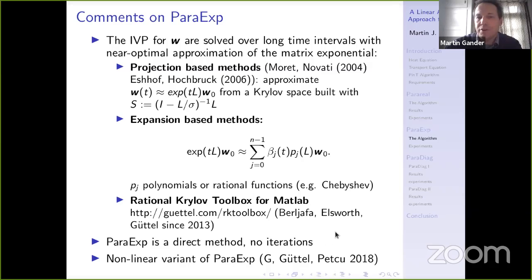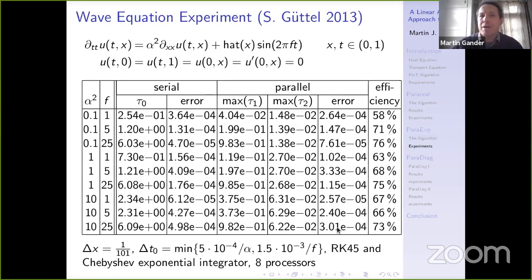There's also a nonlinear variant of ParaExp. And I show an example for a wave equation, which goes back to Stefan Guttel as well. So here is a second order wave equation. The wave speed is alpha. The right-hand side source has a frequency f. We have boundary conditions on both sides. Initial condition is 0. And you can see that if we calculate this solution in a serial manner, it takes a certain amount of time to get to a certain error level for different values of the wave speed and different values of the frequency.